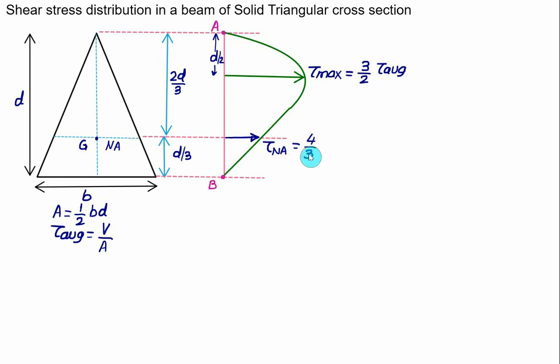4 by 3 is 1.33 and 3 by 2 is 1.5. So we have maximum shear equal to 1.5. And the shear stress at a neutral axis is 4 by 3 of tau average. And how to calculate tau average? Tau average we can calculate as V by A.